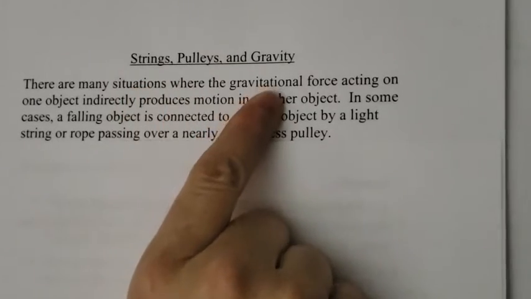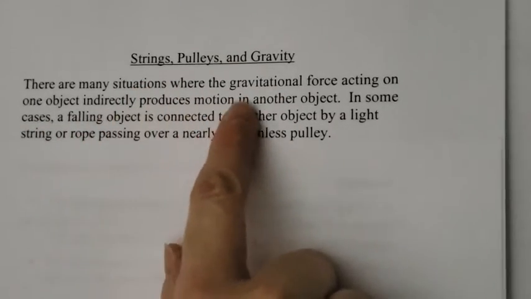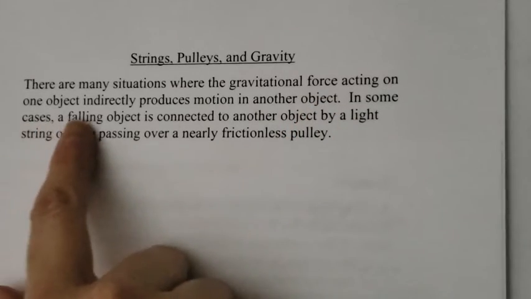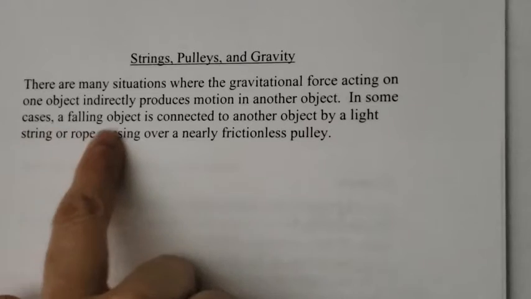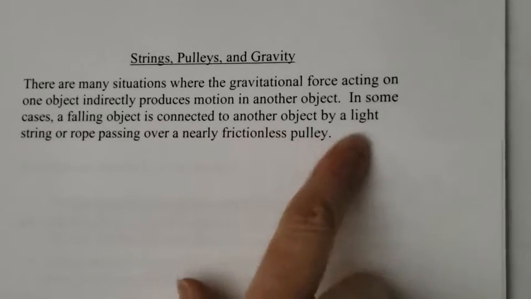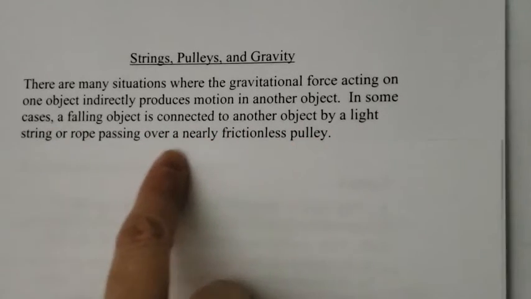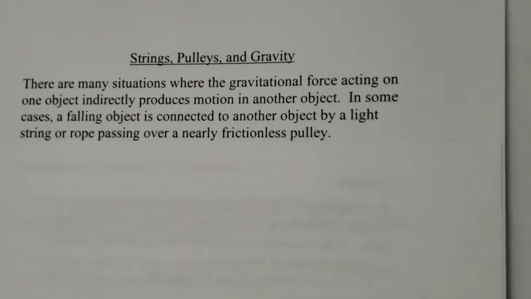Strings, pulleys, and gravity. There are many situations where the gravitational force acting on one object indirectly produces motion in another object. In some cases, a falling object is connected to another object by a light string or rope passing over a nearly frictionless pulley.